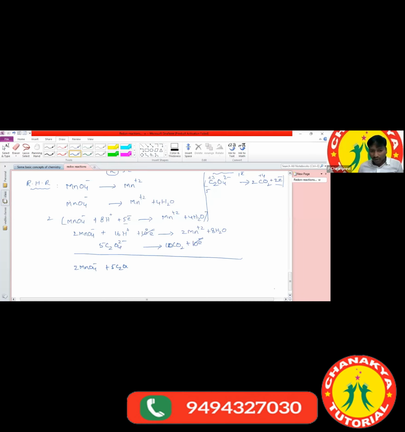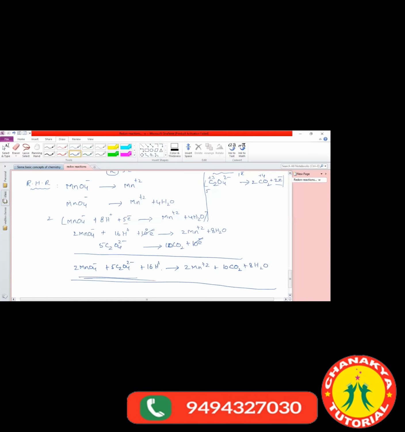Based on this concept, they are asking the question: how many moles of permanganate are required to balance the oxalate ion? Clear? Yes, sir. Okay, so now you got the clarity. This is the method we are using in the balancing of the equation. Based on this, we also have some questions in the examination.